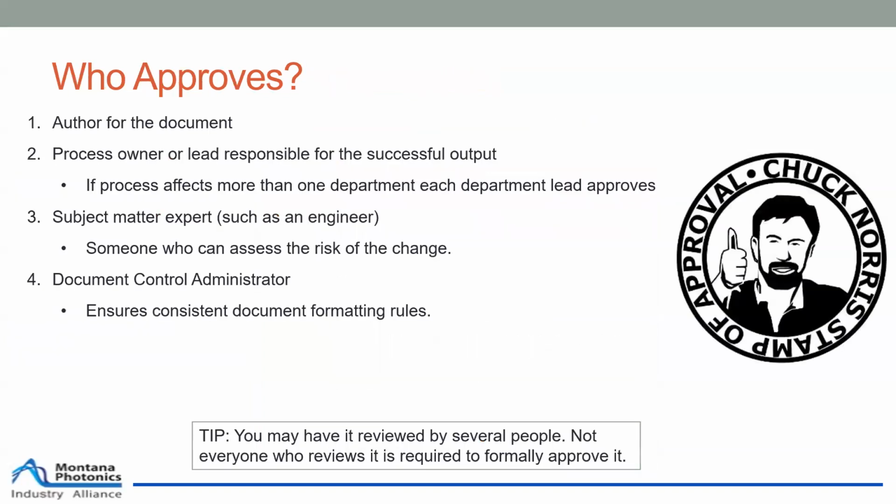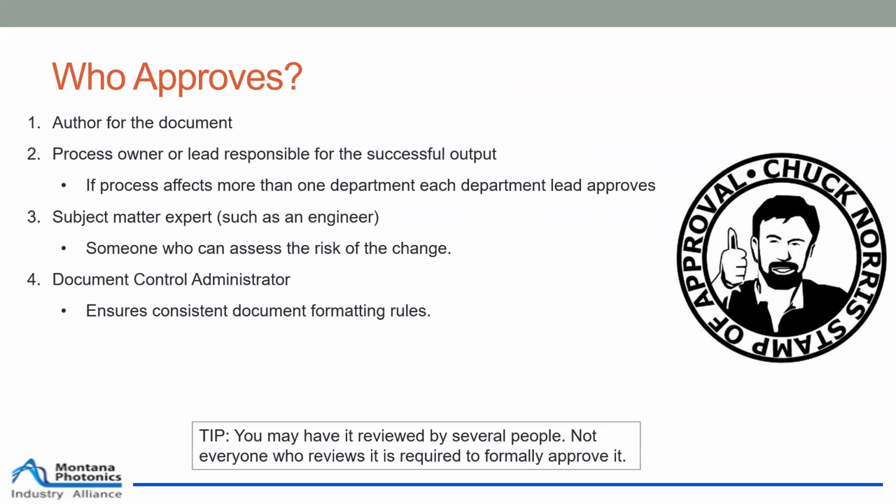Who approves your documents? Generally, you'll want the following people to approve the document. First, you'll want the author of the document to approve to indicate that they authored this particular revision. Sometimes you may have several authors. Under these circumstances, you can either have them all sign or have one of them sign as a representative for the rest of the authors.